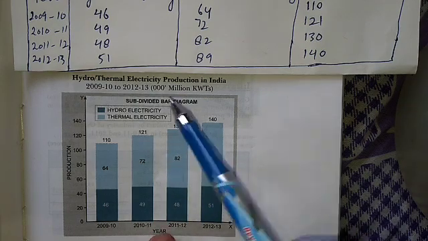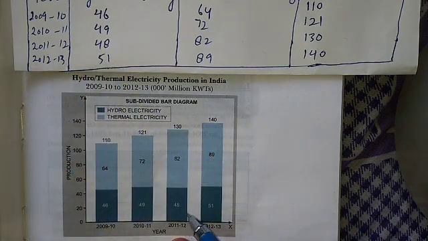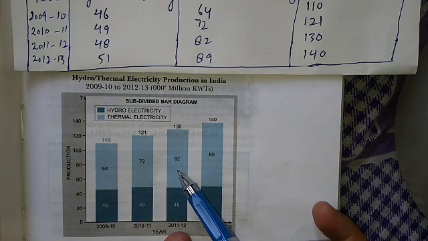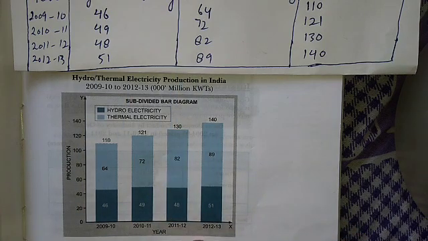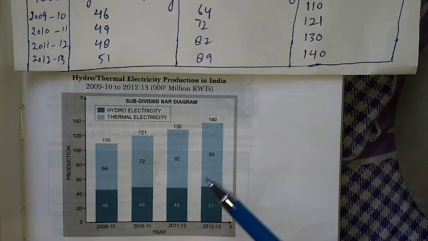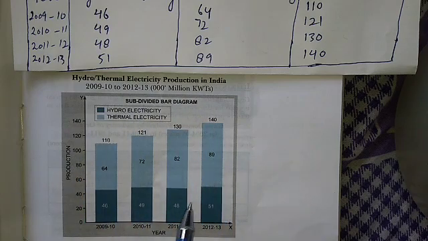Now here 2011-12 hydroelectricity is 48 here, and thermal electricity is 82 million kWts, and the total is 130. If you see here, in 2012-13 hydroelectricity is 51 million kWts and thermal electricity is 89 million kWts. Now this is the subdivided bar diagram, right?